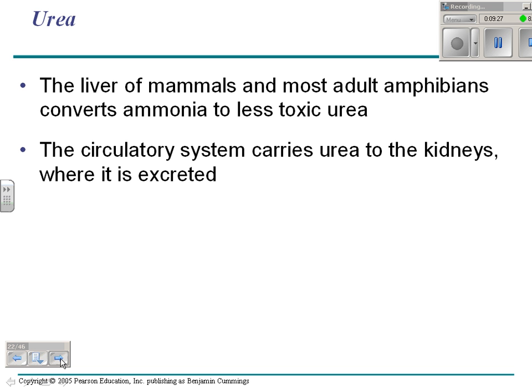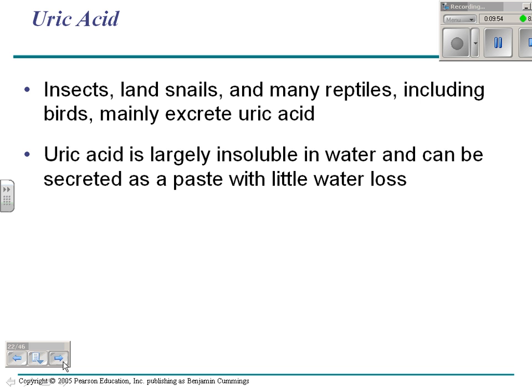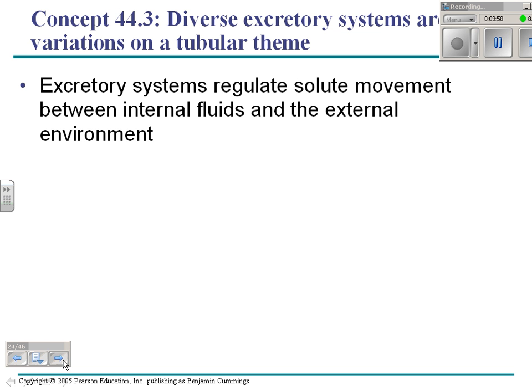Okay. Just a brief thing about our liver. What our liver does is takes ammonia and converts it to urea. One of the problems with liver failure is the fact that now we get a buildup of ammonia in our cells, which kills cells. Toxic. Okay. Urea is a little bit better. Then the circulatory system carries urea to the kidneys, where it's excreted. And then, of course, uric acid, which I've already mentioned.